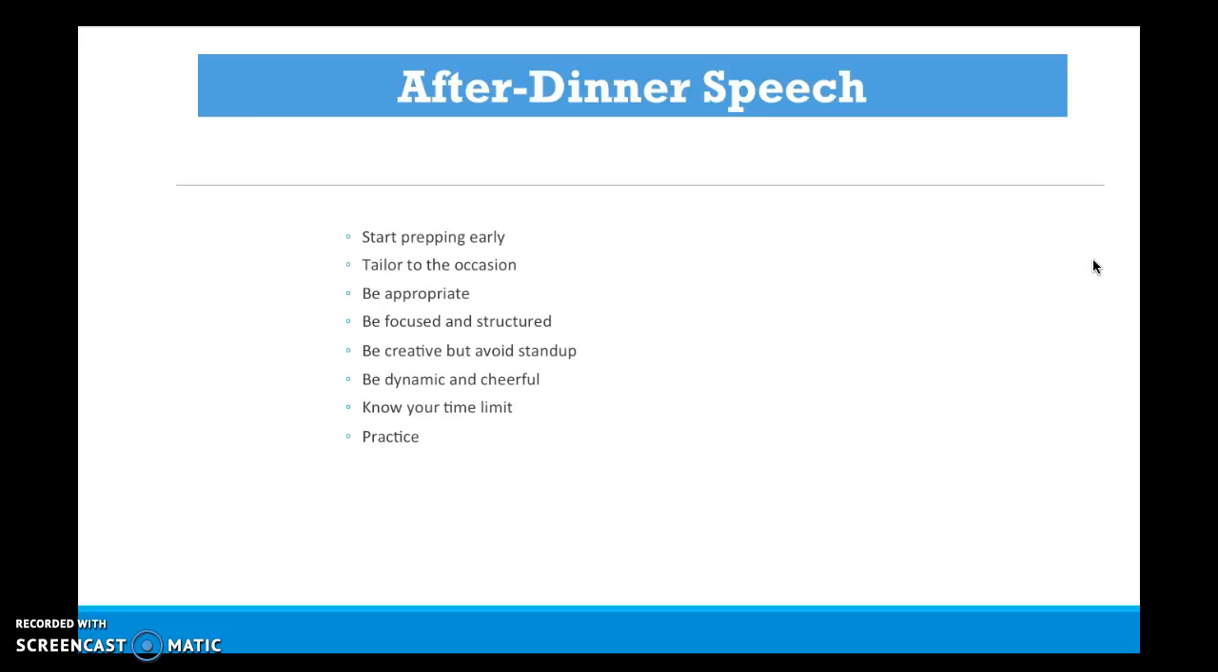Finally, the last type of speech you can choose is called an after-dinner speech. The general purpose is to entertain, but you're still doing this with a relevant message. Now, they call it after-dinner speeches. It doesn't have to be given after dinner. That's just a type of speech. For this speech, you want to obviously prep early, tailor it to the occasion that you're choosing. This has a lot of focus and structure, but you're still entertaining, so you need to be dynamic and cheerful.